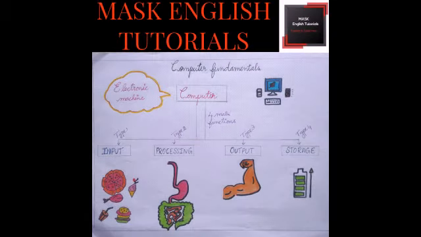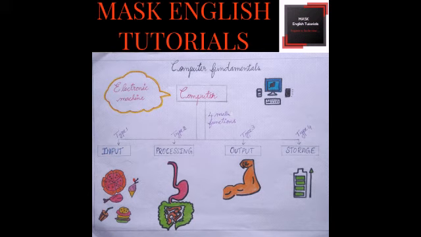What is a computer? Computer is an electronic machine that works on electricity. Computer takes raw data as input from the user, then processes it and produces the result as output, and finally stores the output for future use.